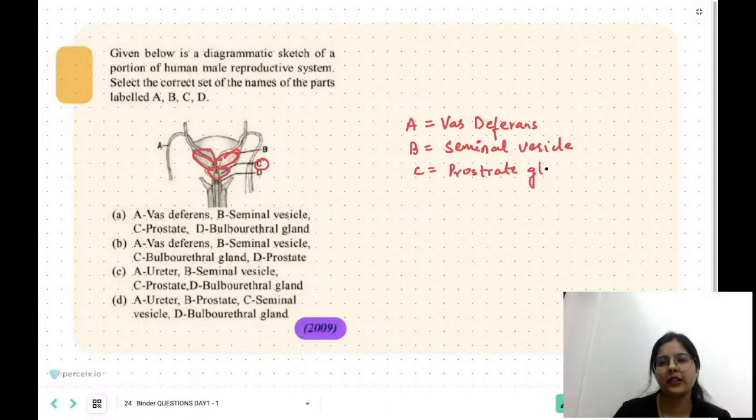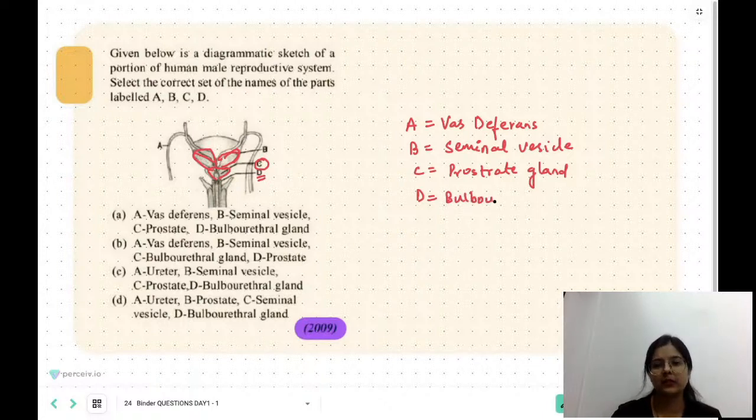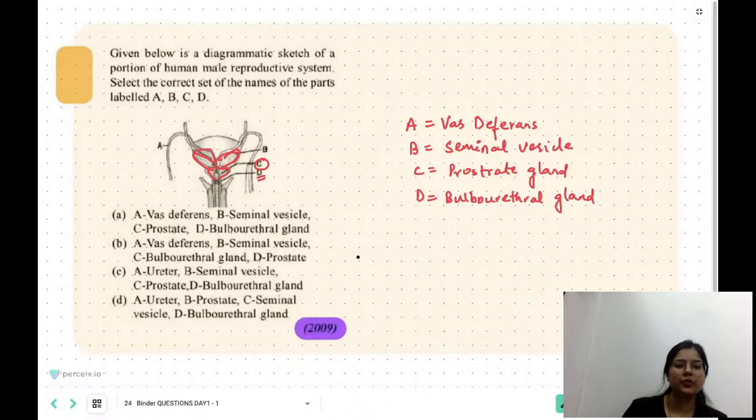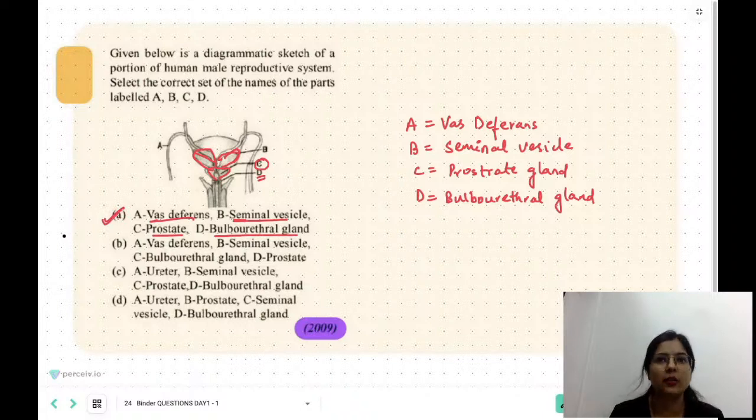And of course the last gland becomes your bulbourethral gland over here, which is shown in D. So it's your bulbourethral gland which is also paired. Bulbourethral gland. All right. If you're going to match with the options, it is vas deferens, seminal vesicles, prostate, and then bulbourethral gland. So the very first option is in fact the correct option. So this kind of diagrammatic question can be asked in your examination.